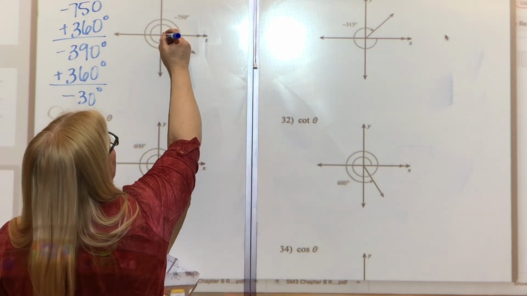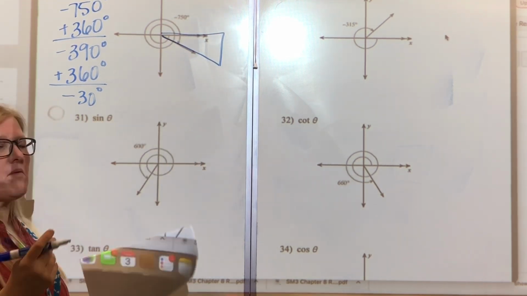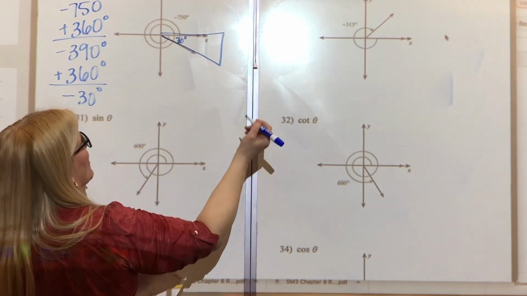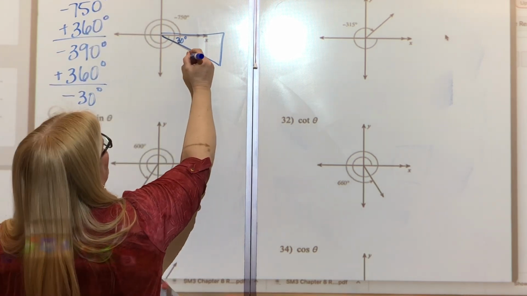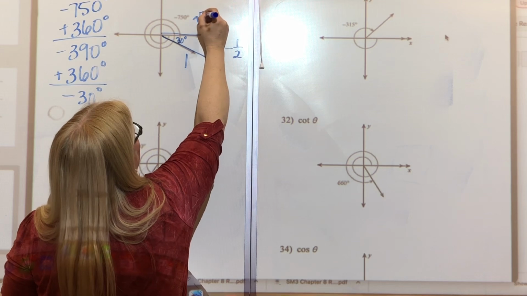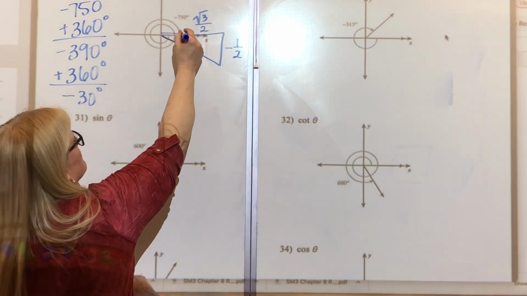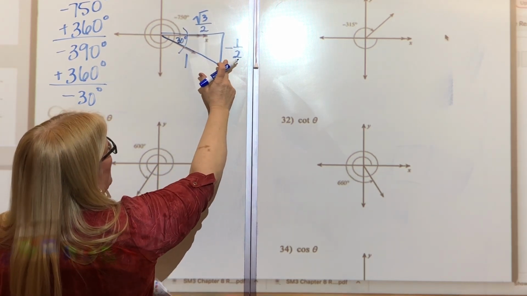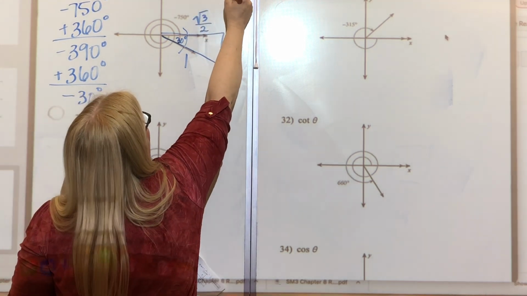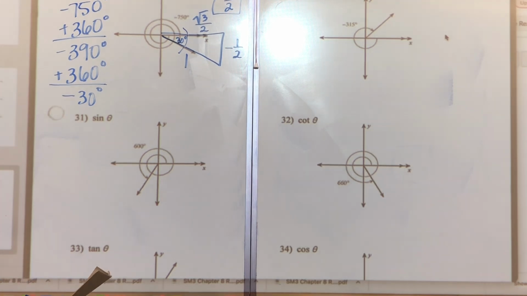Well, that's what this is right here. It's -30 degrees. Well, remember that reference angles are always positive. So this is a 30-degree angle, and now I can figure out what sine is. So my hypotenuse is 1. This is 1/2. And this is √3 over 2. So sine of 30 degrees here is opposite over hypotenuse. So my answer is -1/2.